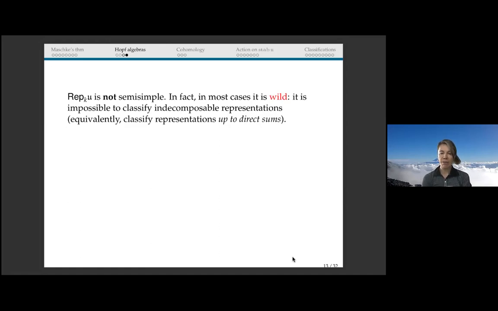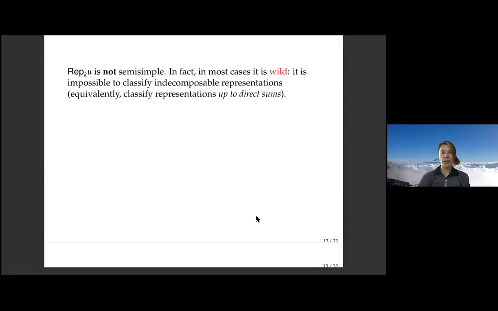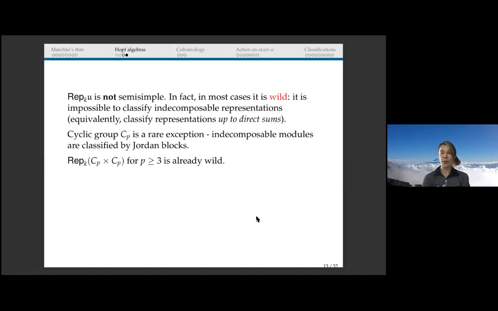The example of a cyclic group is special because even though that was not semi-simple, we can still classify indecomposable representations by Jordan blocks, but it's very special. If you take two copies of a cyclic group in characteristic at least 3, so this is a group of order 9, then you cannot classify representations up to direct sums in a meaningful way. There are just too many of them. And in fact, there are open conjectures about the representation theory of this group, which you can have a computer solve. You can't check them by hand because there are too many representations.